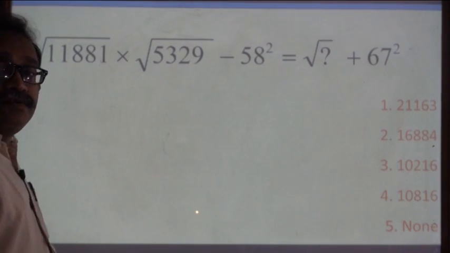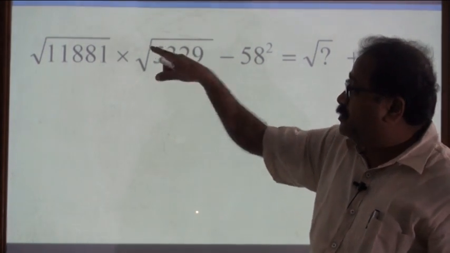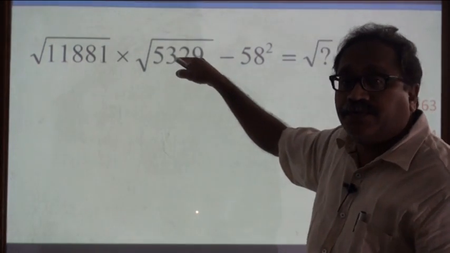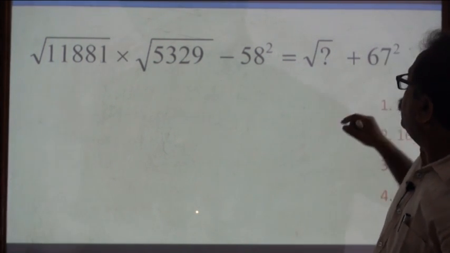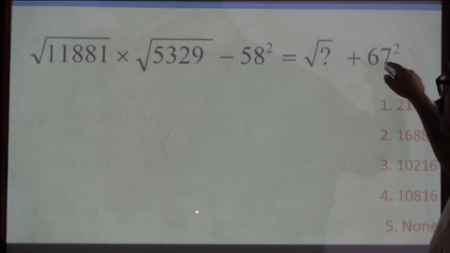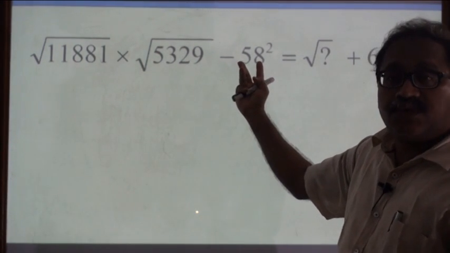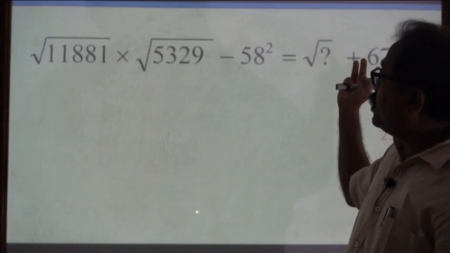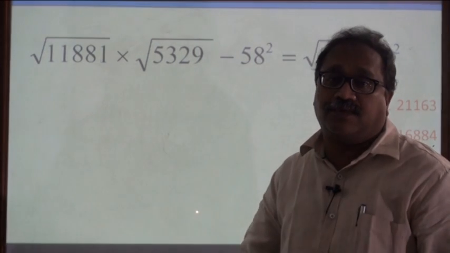Here we have to find out the square root of the given number. Then again you need to find out the square root of this. Then you need to multiply these two. Then you need to find out the square of 58. Then here you have again another number, 67. You need to find out the square of this. With this product you are subtracting the square of 58, and when the square of 67 comes here, that also is to be subtracted. So virtually seeing it, there are too many calculations.